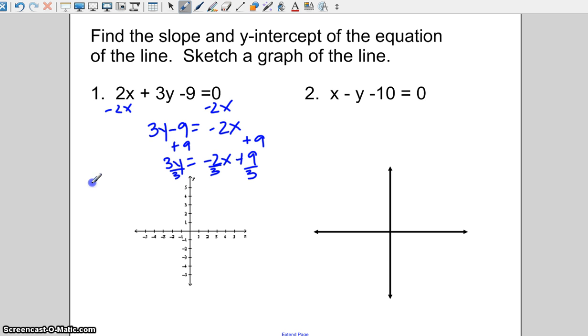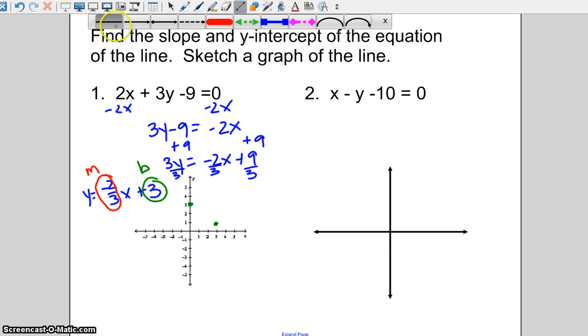So the equation of the line is y equals negative 2/3 x plus 3. The slope of the line is negative 2/3. The y-intercept of the line is 3. So we're going to put a point on 3 on the y-axis, and then since it's a negative 2, we'll count down 2, and the 3 tells us to go right 3. And then you can draw a line through those 2 points.